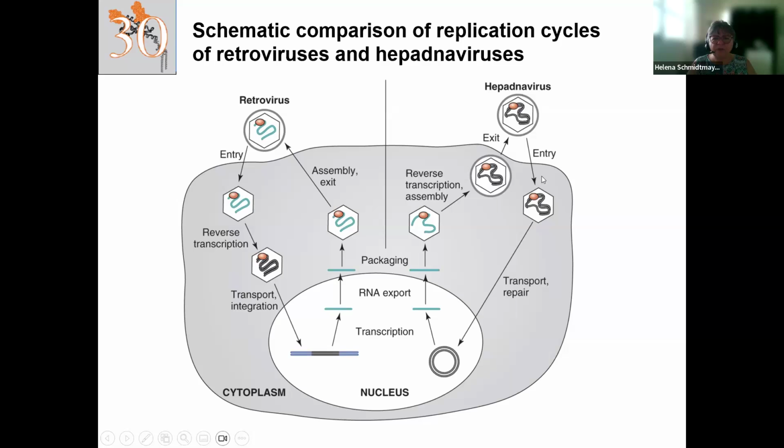Now, hepadnaviruses: the partially double-stranded DNA with a nucleocapsid enters the cytoplasm and is transported into the nucleus, where the DNA synthesis is completed and forms a circular double-stranded DNA. This DNA is normally not integrated in the genome and serves as a template for synthesis of mRNA. And this RNA serves as mRNA for synthesis of proteins, including capsid, but also as pregenome, RNA that is packaged into this capsid together with reverse transcriptase.